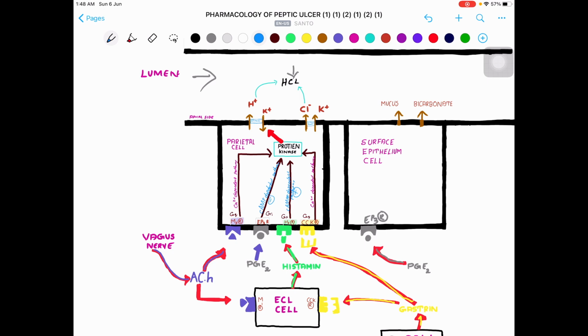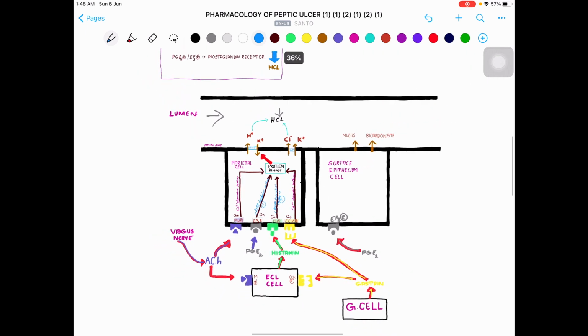Normally, as we said, there is a physiological balance, and in case of ulcer, the aggressive factors increase or the defensive factors decrease. I hope you are clear with this. If you understand this mechanism, it will be easy for you to understand the pharmacological action of each drug.